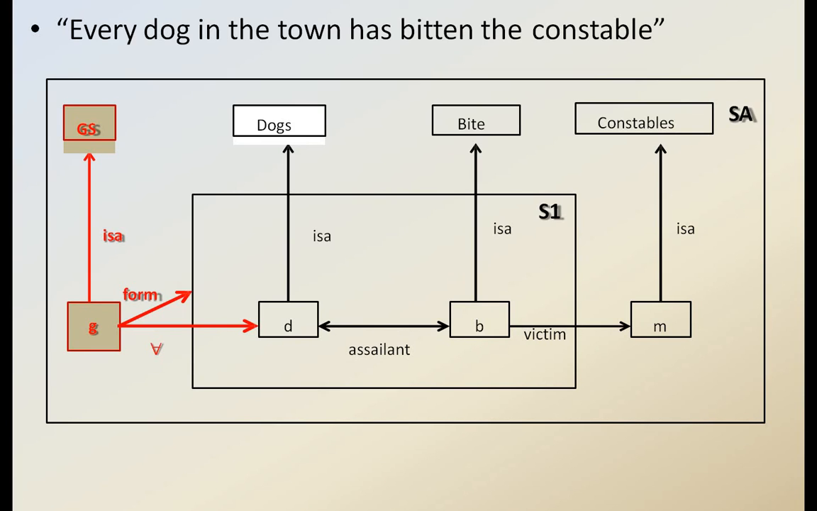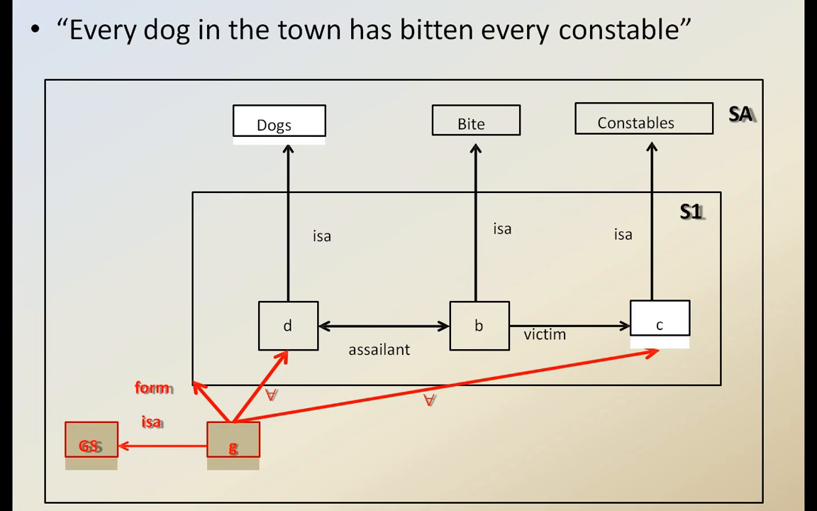So what is it representing now, see. M is the victim and B is the salient. So what is the S1 here? It is partitioned up to this one only, D and B only. Every dog in the town has bitten the constable. This general statement can be connected to dog has bitten the constable in the town. So this is the partitioned S1. Like this it can be represented. So this is the example of every dog in the town has bitten the constable.